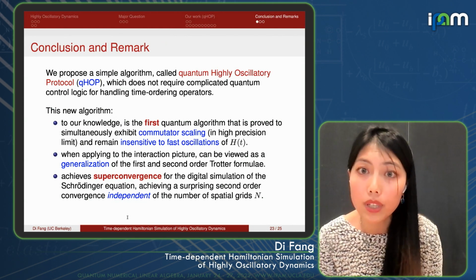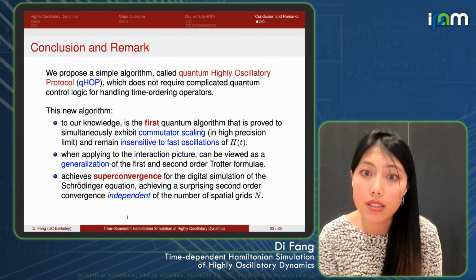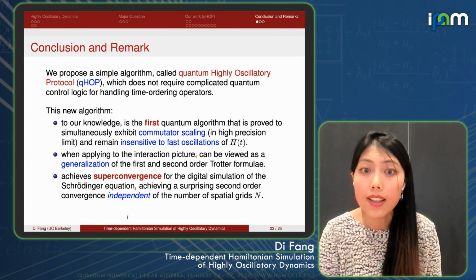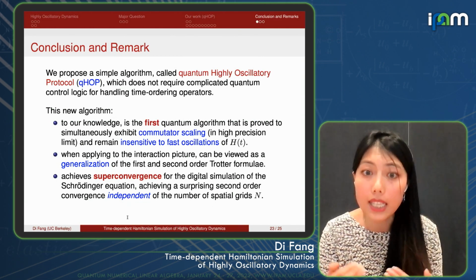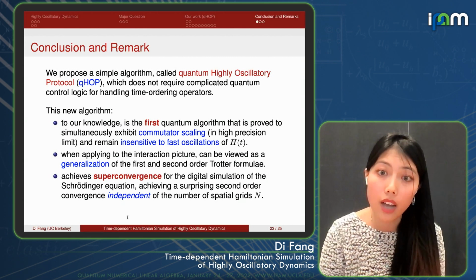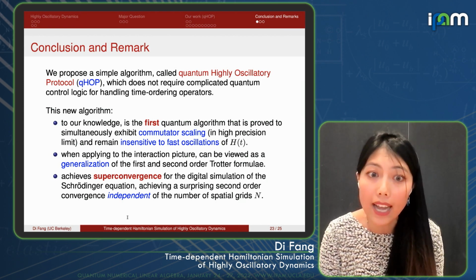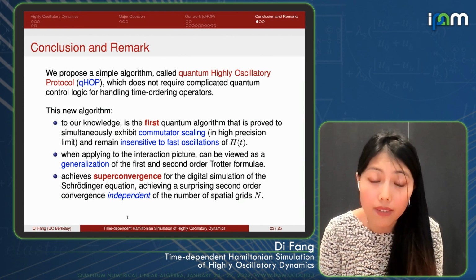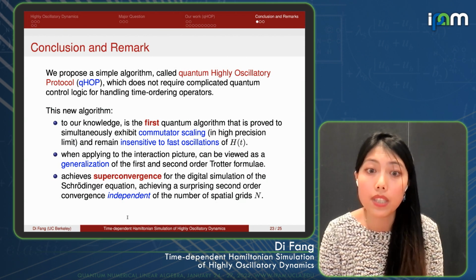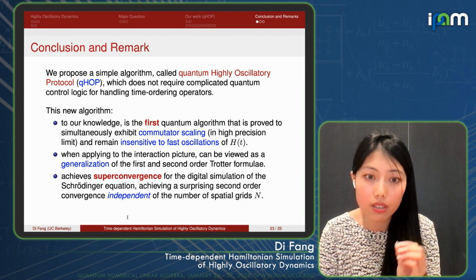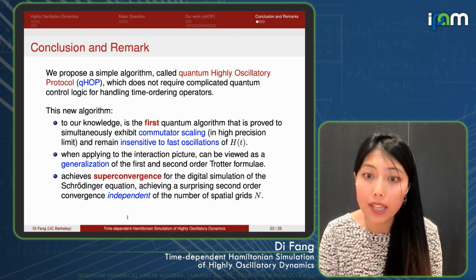Okay, so now let me summarize what I have done. We propose a simple algorithm that is called qHOP. This algorithm is very simple to implement, and to our knowledge, this is also the first algorithm that simultaneously has the commutator scaling in the high precision limit and remains insensitive to the fast oscillation of the Hamiltonian itself. When applied to the interaction picture, our algorithm can indeed be viewed as a generalization of first and second order Trotter. And very interestingly and also surprisingly, our algorithm is able to achieve second order convergence, which has a pre-constant independent of n in the Schrodinger dynamics.